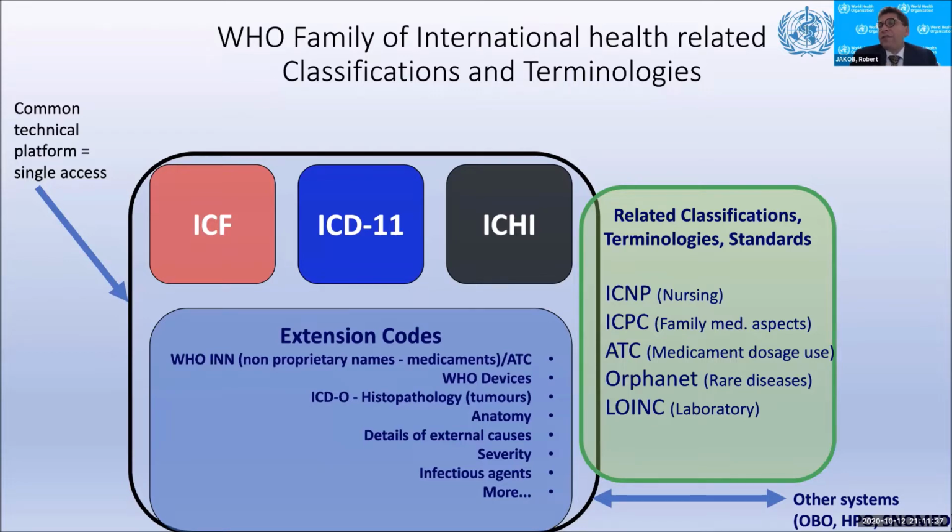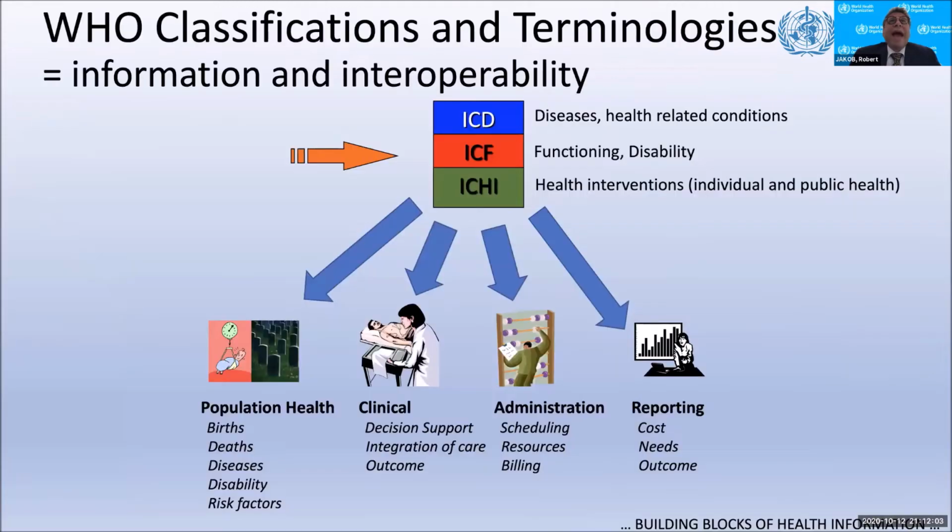Then we have the classification system that family practitioners had been designed to be able to aggregate coded data with another lens, but ICD covers this to a large extent, and ICHI as well. Then we have the medicaments, we have rare diseases, and we have some laboratory and other collaborations that you see there at the bottom that we will have linkages to. Now, we have classifications and terminologies means information and interoperability.